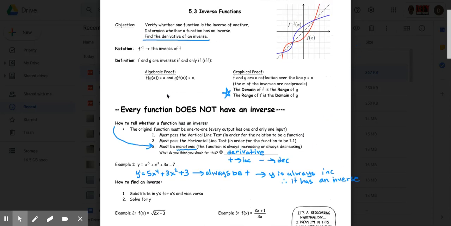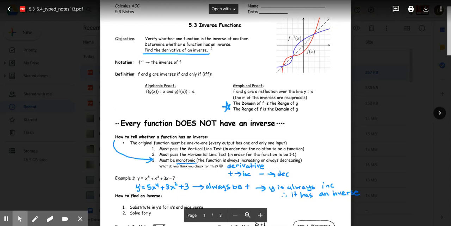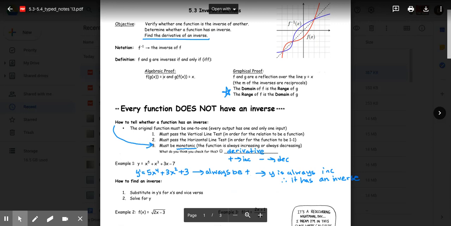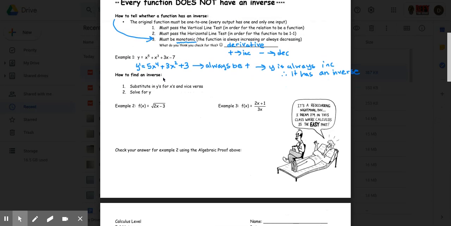And now that I'm looking at it, we actually don't do this in accelerated calc, find a derivative of the inverse. So don't even worry about that. Okay, we're just reviewing inverses at this point.